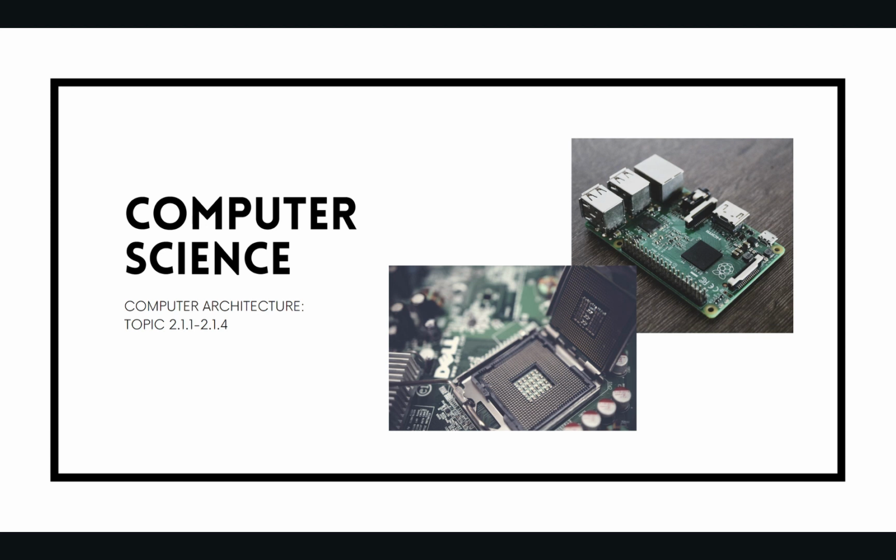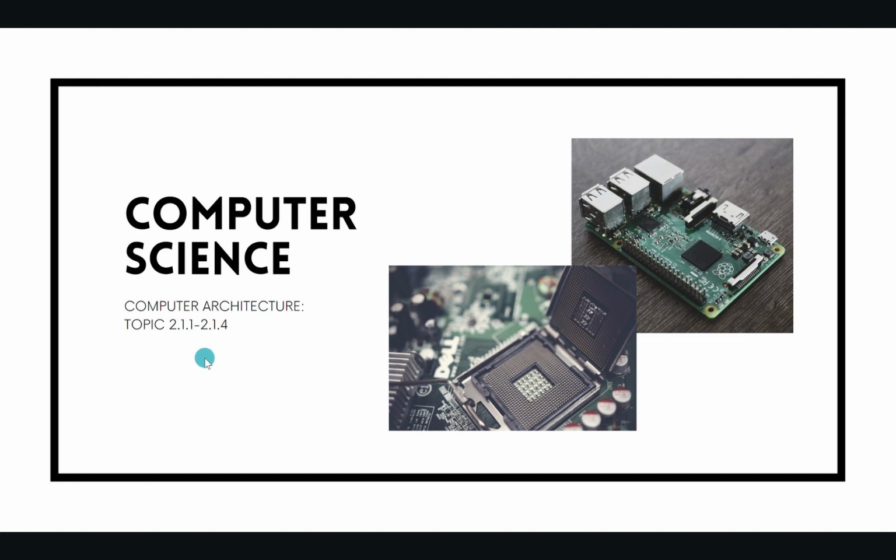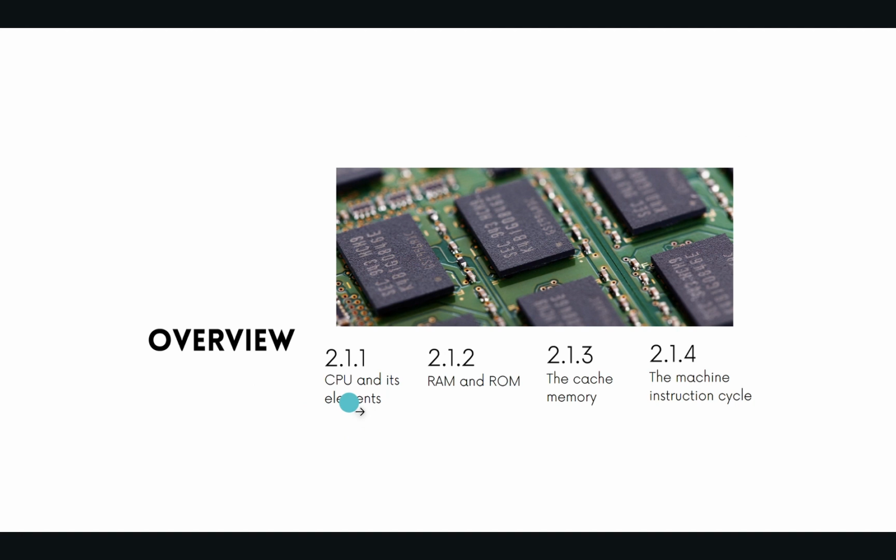Today we're going to talk about the second unit and the first topic, computer architecture. It contains 4 additional subtopics: the CPU and its elements, RAM and ROM, the cache memory, and the machine instruction cycle. Today we're going to talk about all 4 of them.